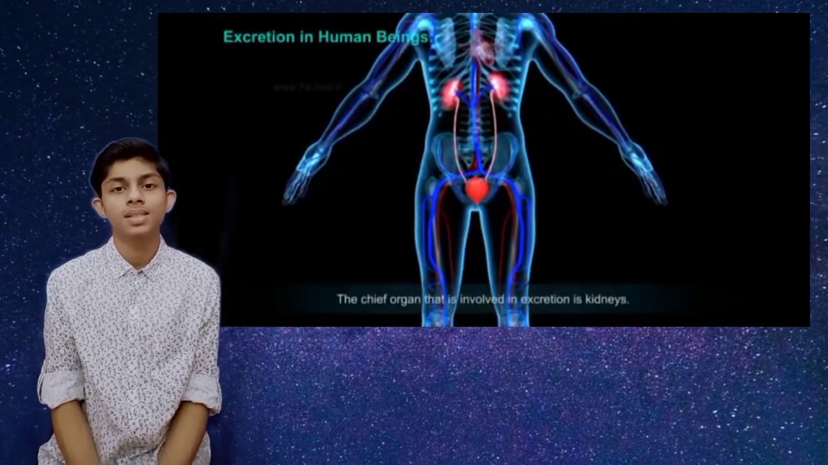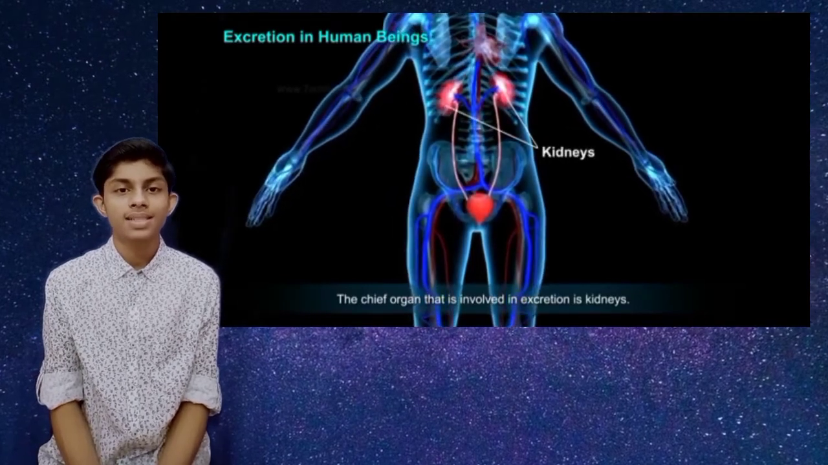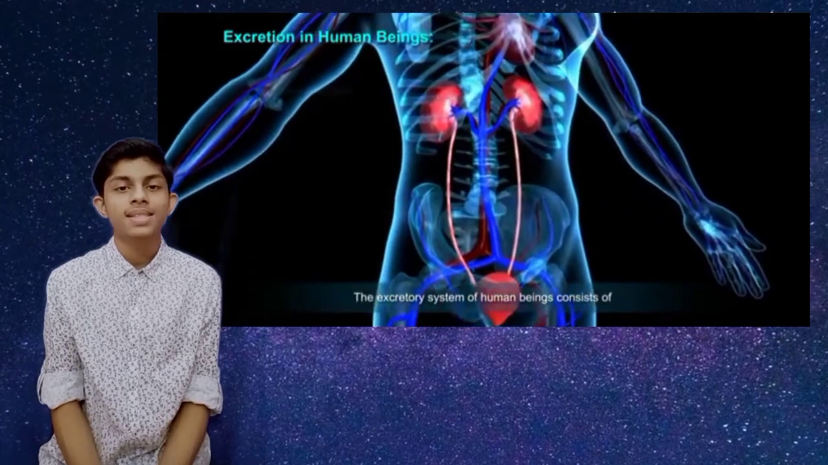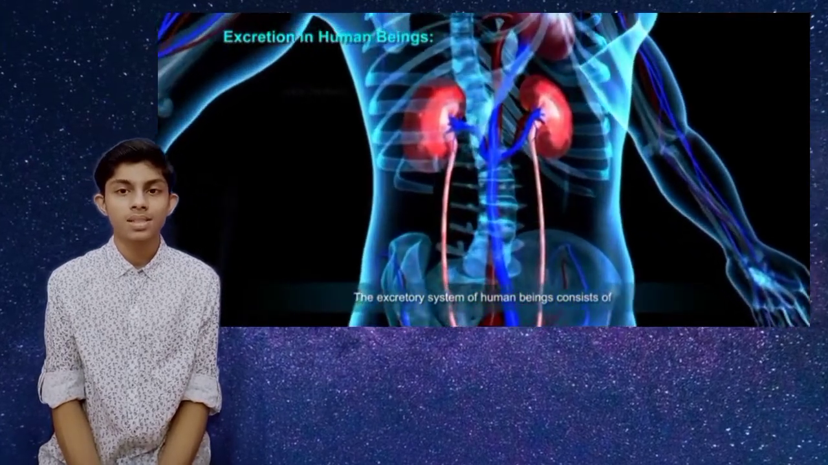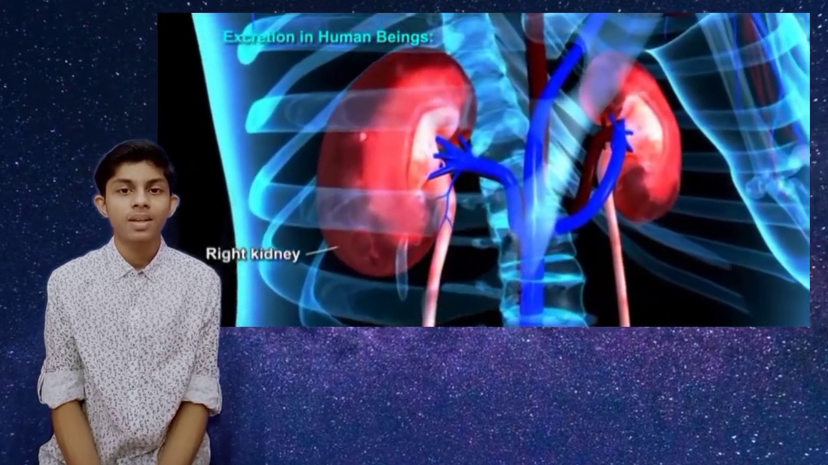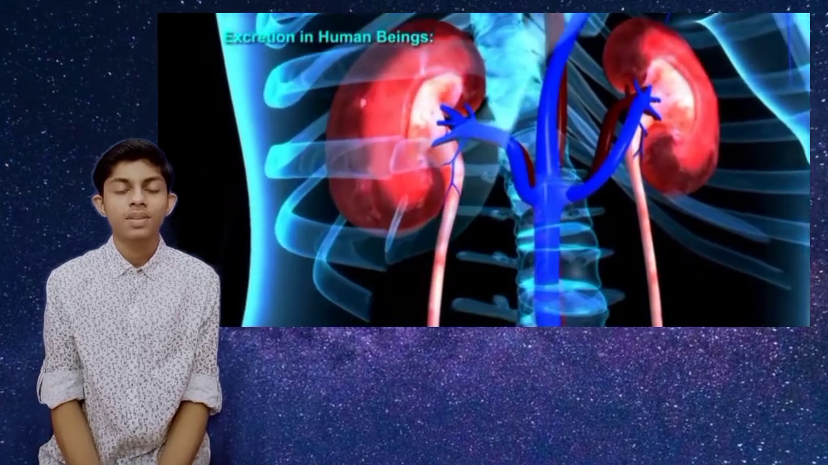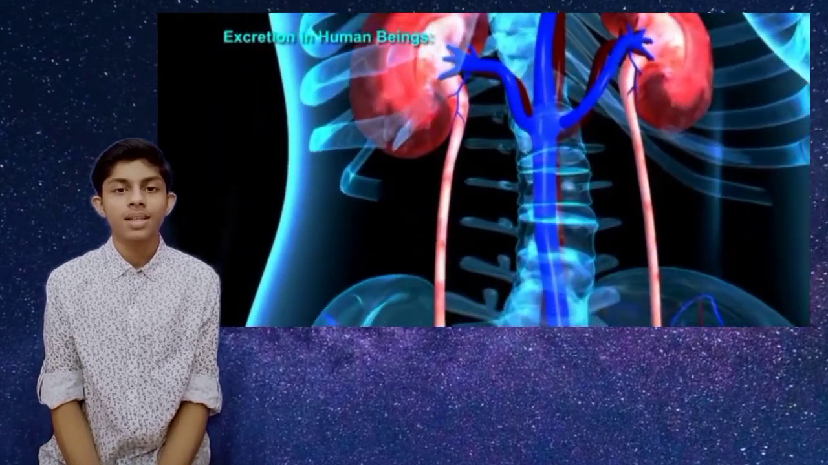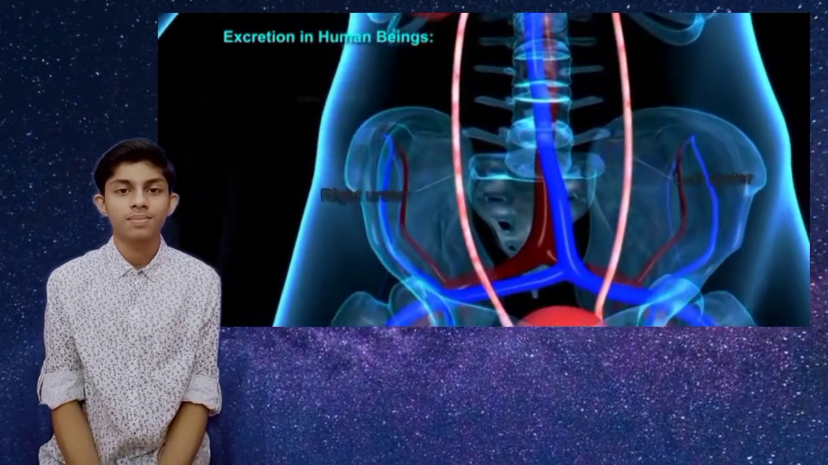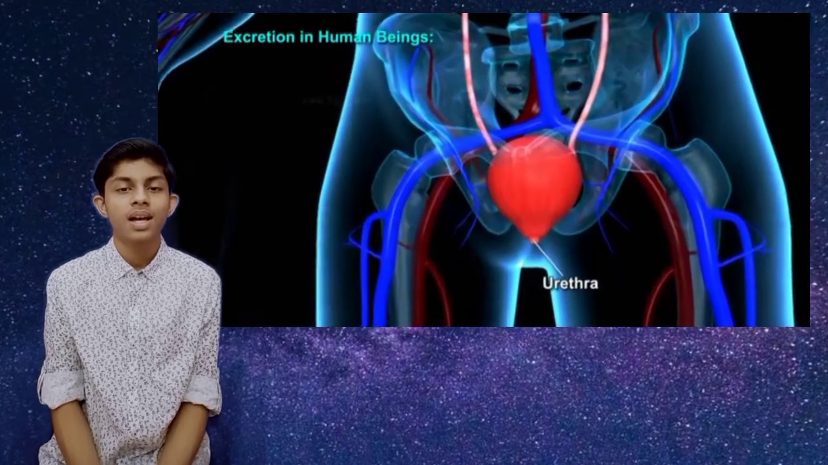Excretion in human beings. The chief organ that is involved in excretion is the kidney. The excretory system in human beings consists of a pair of kidneys, that is, right kidney and left kidney, a pair of ureters, that is, right ureter and left ureter, a urinary bladder and a urethra.